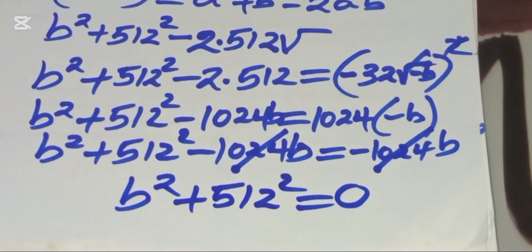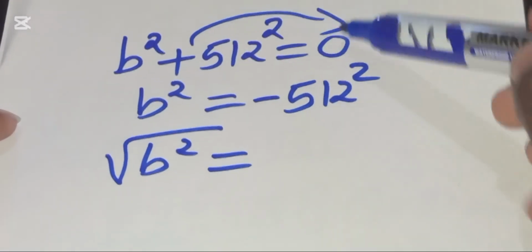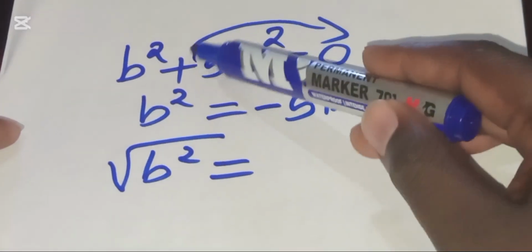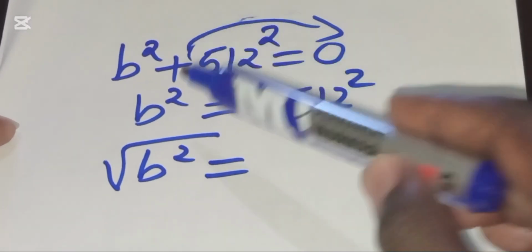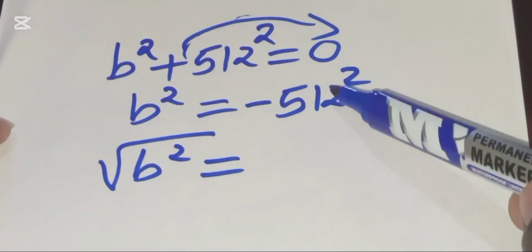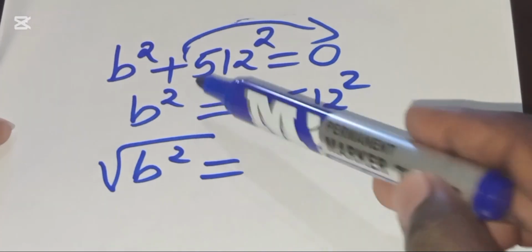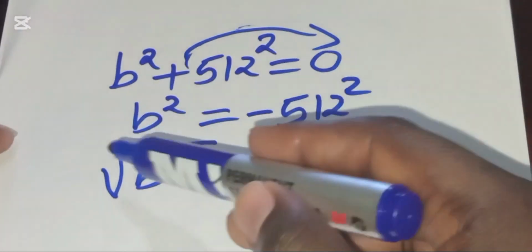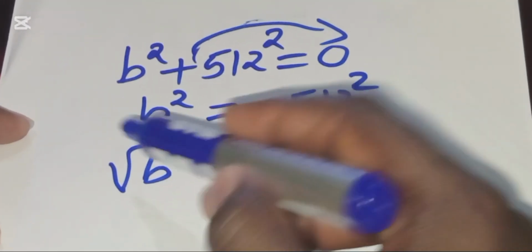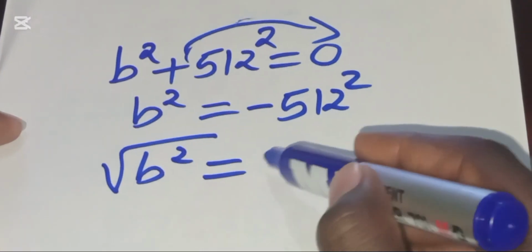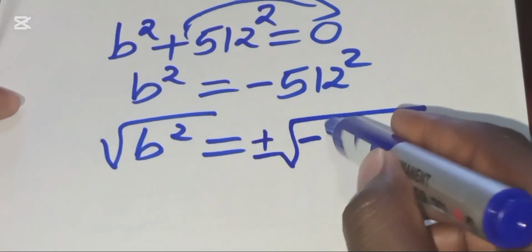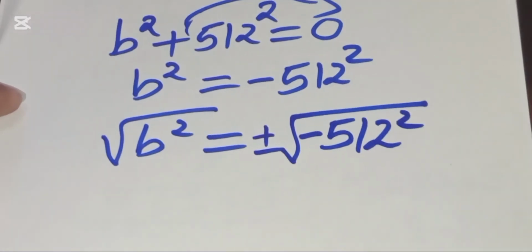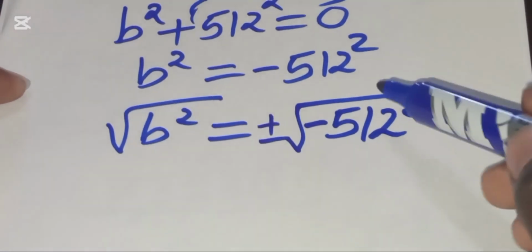Now let's solve for the value of b. As we have b squared plus 512 squared equal to 0, we have to take 512 squared to the right hand side. So you'll have b squared equal to negative 512 squared. Okay, so to determine the value of b, we take the square root on both sides. So we'll have the square root of b squared equal to plus or minus the square root of negative 512 squared.